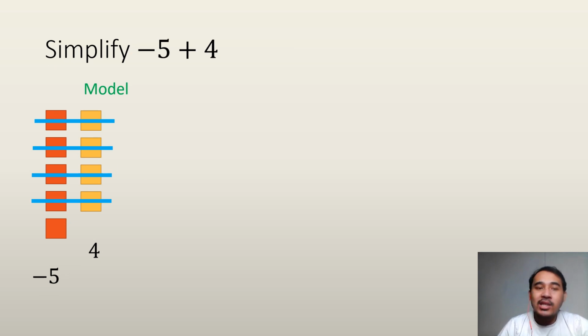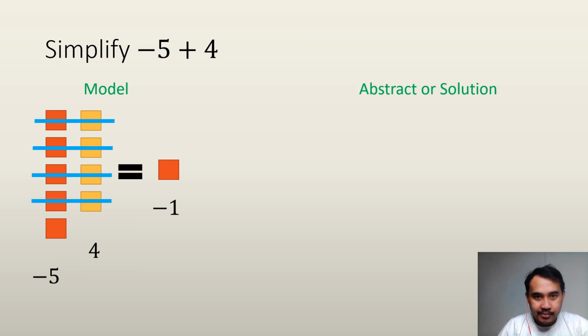is -1. Now, in the abstract or solution, negative 5 plus 4. Technically, negative 5 plus 4 has different signs. You deduct, so 5 minus 4, the answer is 1, and the higher absolute value is negative 5. Therefore, the answer is negative 1.